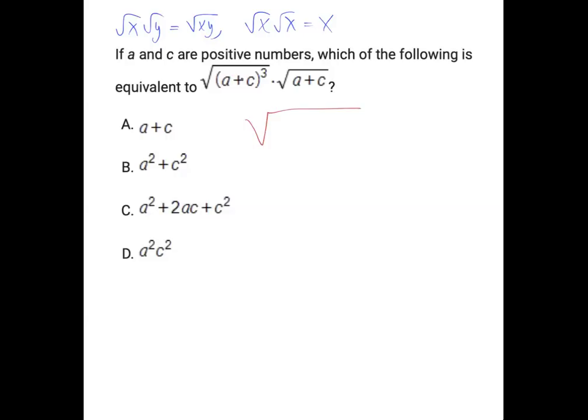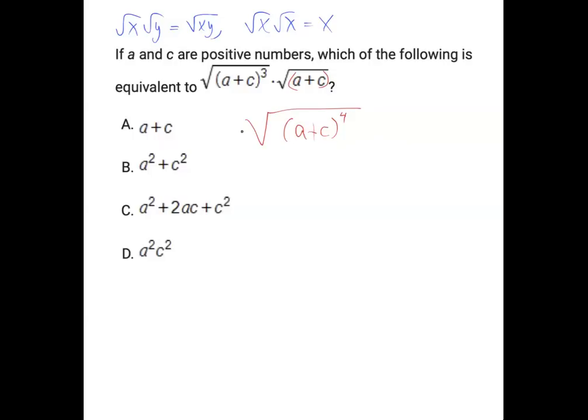So what's underneath? A plus c to the third times a plus c. So if I'm multiplying these, now I'd have a plus c to the fourth, because I've got 3 of them here and 1 of them here, and now I have 4 of them. And so now we're taking the square root of this. And there are 2 ways I want you to think of that.